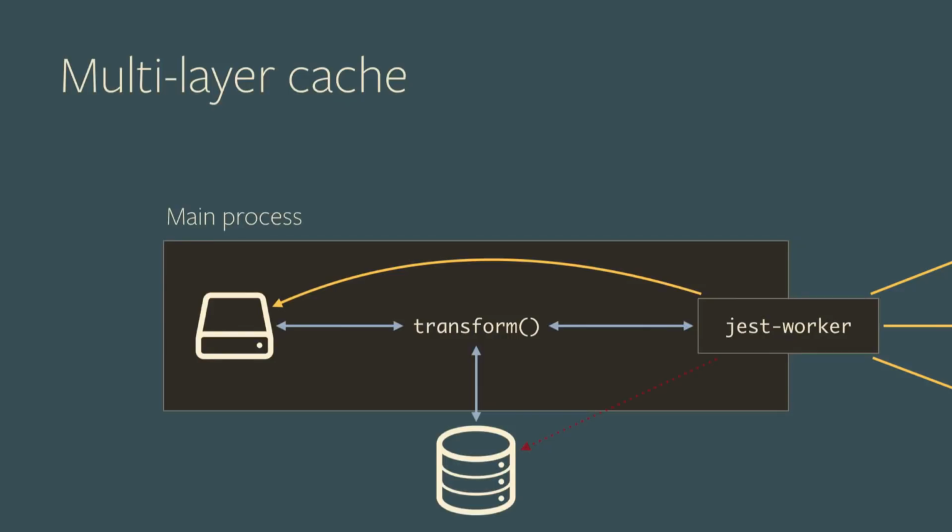Instead, at Facebook, the centralized cache is fulfilled by a continuous integration job that runs on master. And every time we see a new file, or a modified file, we transpile the file and we store it.